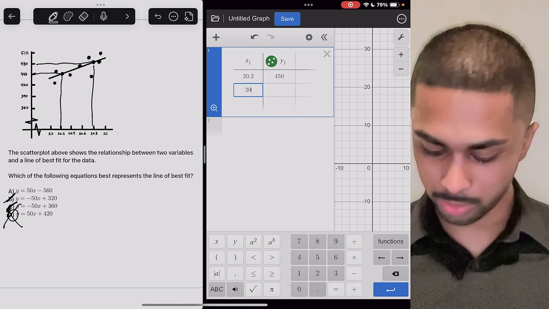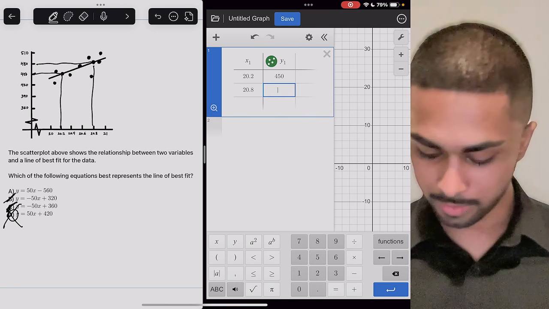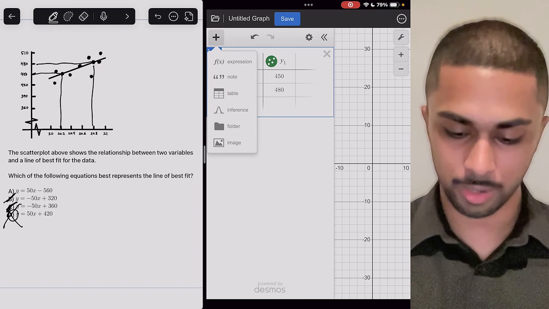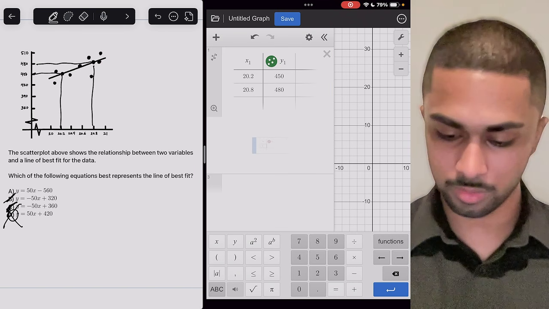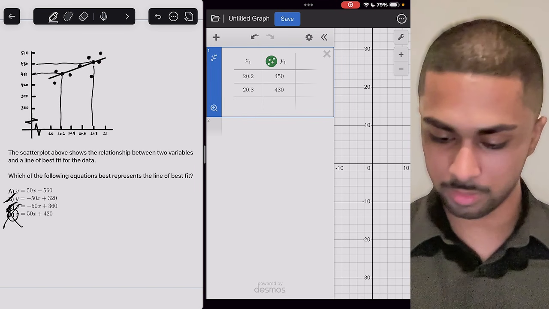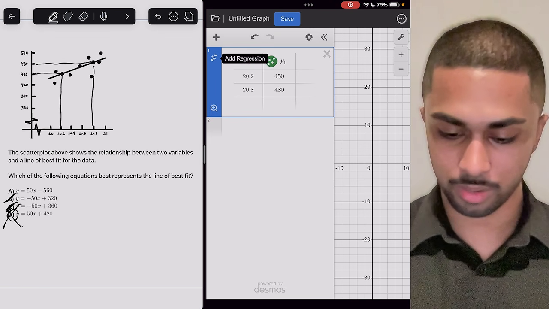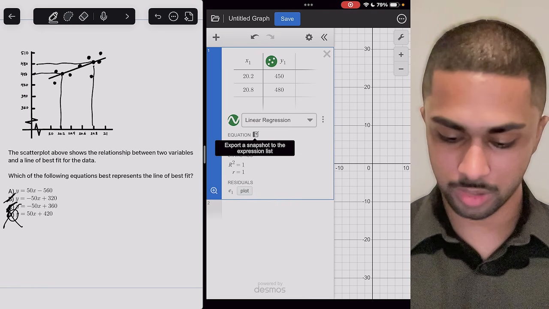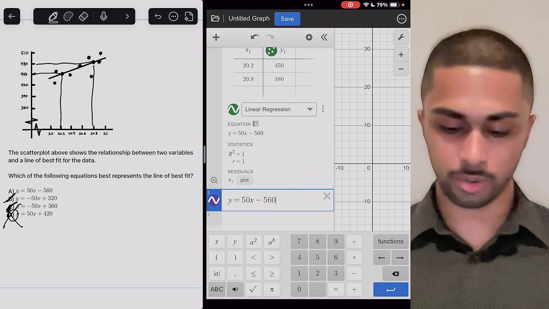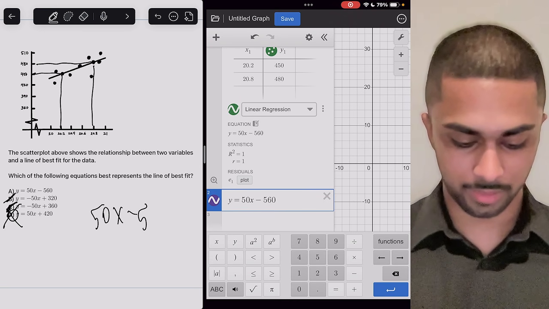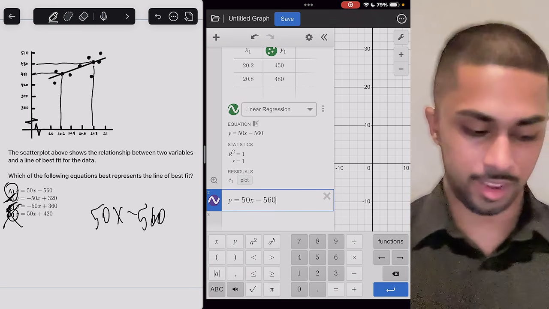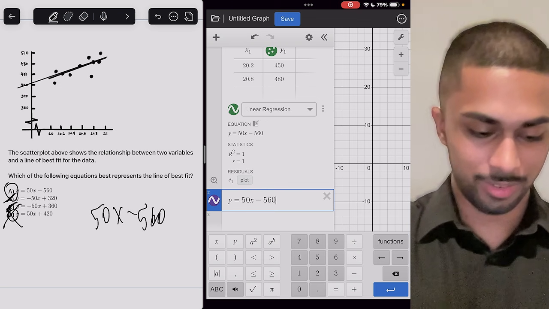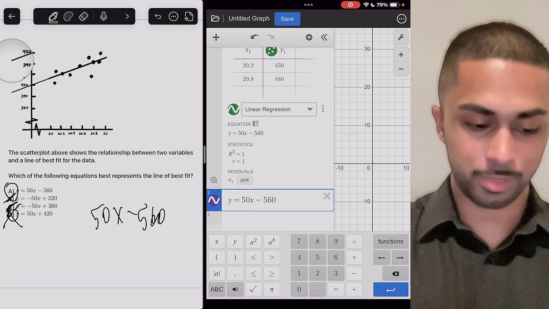If you're confused on what we're doing right now, we're just calculating the line of best fit by plugging 2 points into a table. By the way, you get the table by pressing plus, then table. And then press this regression button to get the linear regression between these 2 points and export this. So this is our equation, 50x minus 560. And it's A.